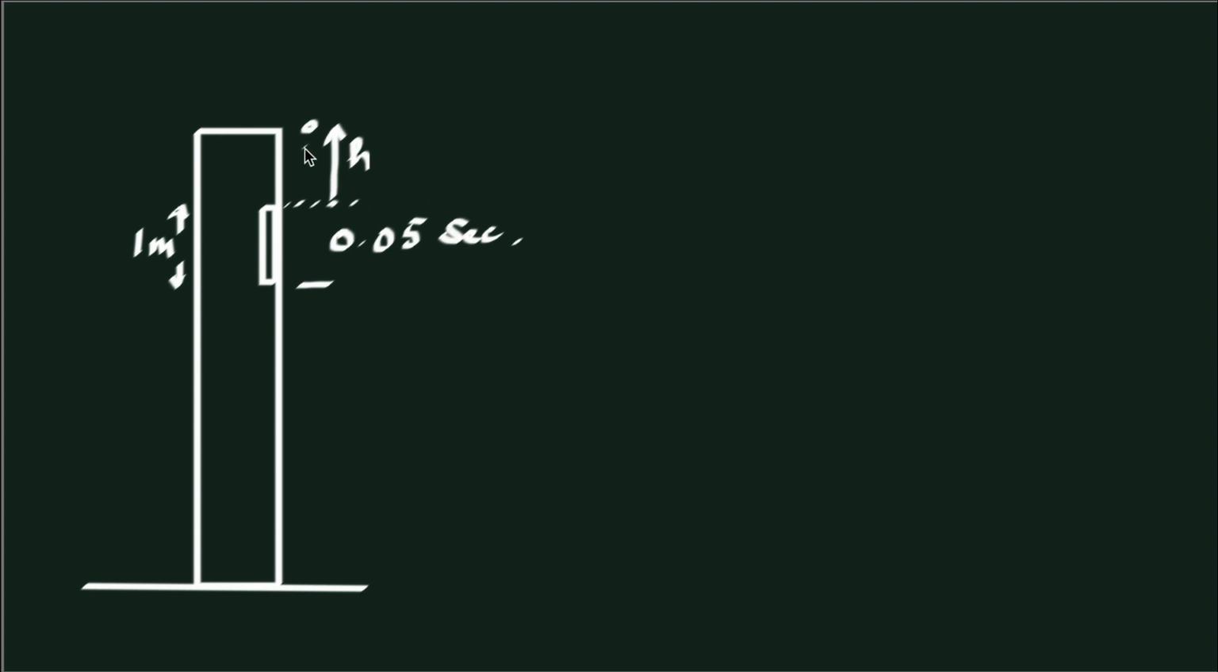So in this problem, an object is dropped from the top of a building and someone sitting inside the building watches the object go by a 1 meter tall window in 0.05 seconds. Question is, how high is the top of the building above the top of the window? So let's say that when the object reaches the top of the window, its velocity is u, downwards.